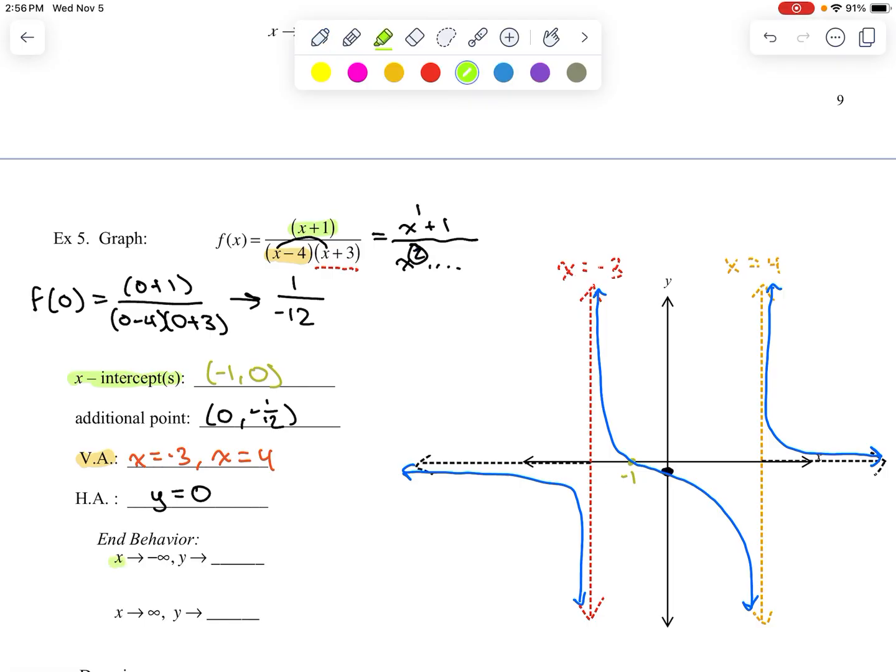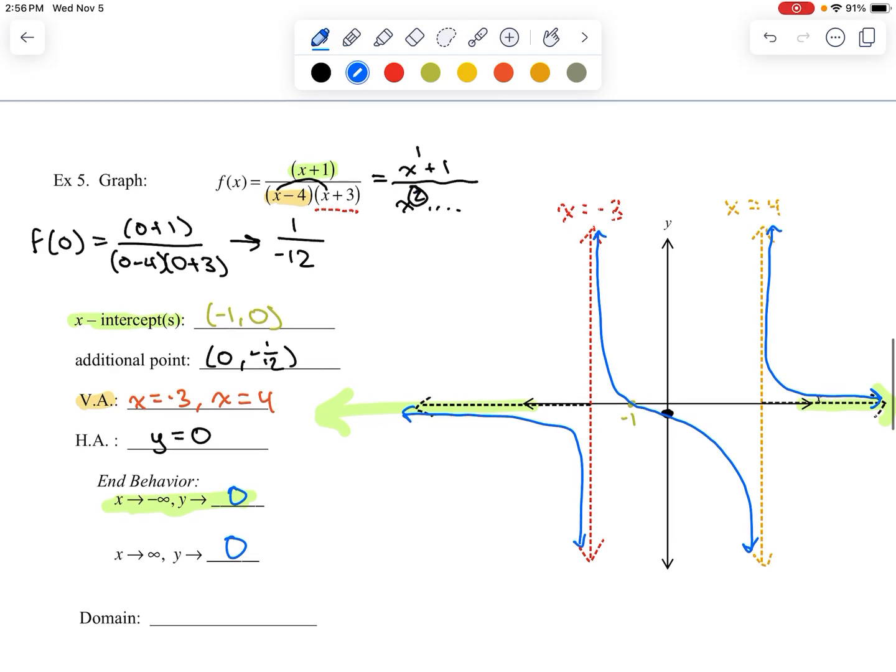The end behavior, as x goes to negative infinity, the y values get closer and closer to the asymptote, which is just 0. And as x goes to positive infinity, the y values again get closer and closer to 0.